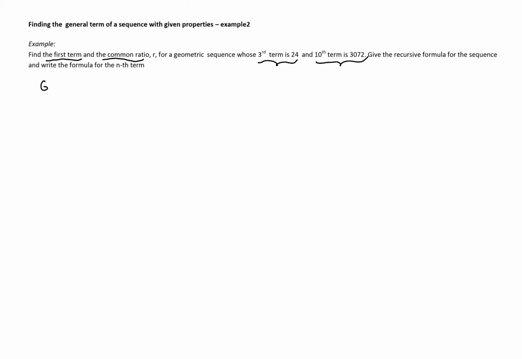So what we are given here is the third term of a sequence. Let's call it a sub n. So a sub 3 is 24 and a sub 10 is 3072. We are to find the first term, a sub 1. We are to find r and also the formula for the general term of that sequence.